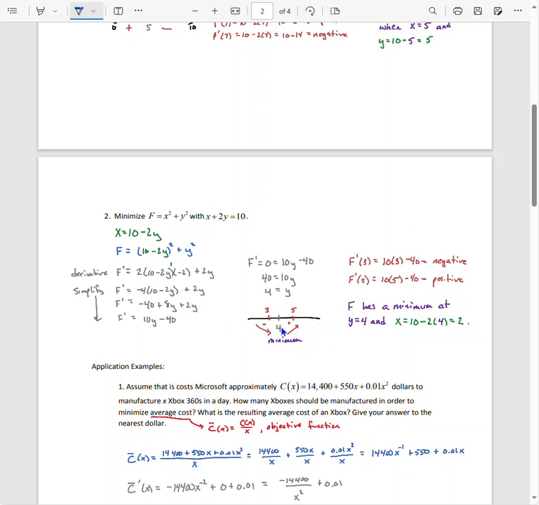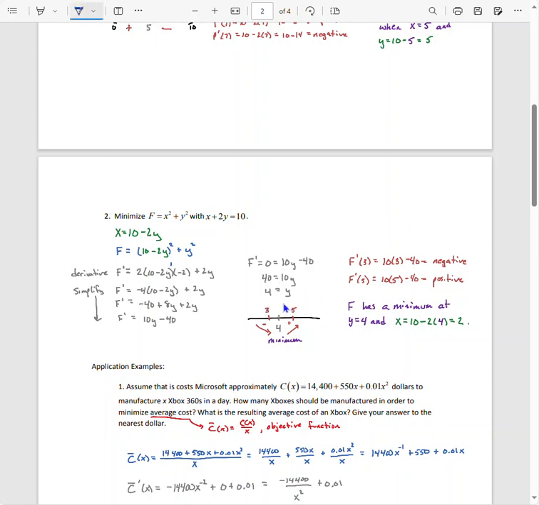Well, here's my critical value of 4. Let's choose a value to the left of that, 3, and a value to the right of that, 5. I could have chosen 0. I could have chosen 793 if I wanted to. But why? 3 and 5, they're close to 4. They're easy values to use. Those are the values that I chose to use, which means you don't have to use those same numbers.